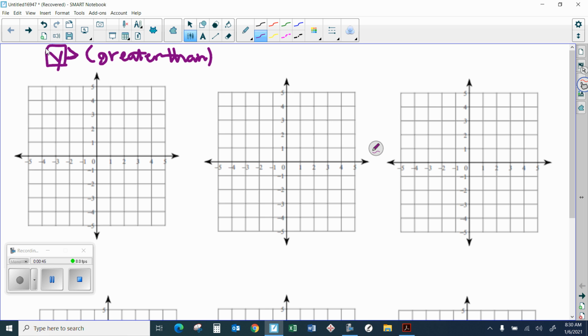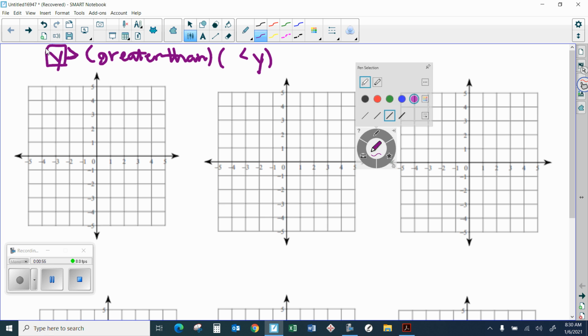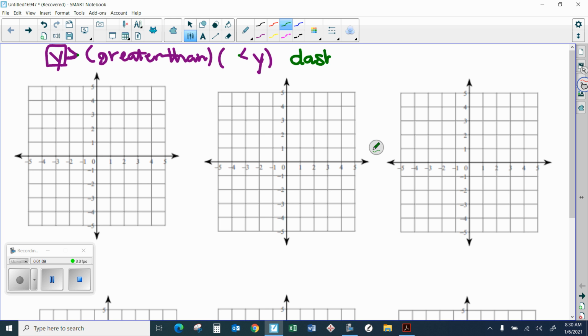So, for example, that is also greater than, because y is greater than. It always points, if you want to think of pointing, it points to the smaller number. So the one on the other side is the greater. Okay, and that would be dashed and shaded above.